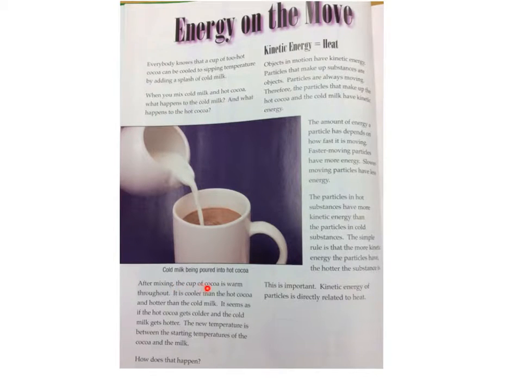After mixing, the cup of cocoa is warm throughout. It is cooler than the hot cocoa and hotter than the cold milk. It seems as if the hot cocoa gets colder and the cold milk gets hotter. The new temperature is between the starting temperature of the cocoa and the milk. How does that happen?